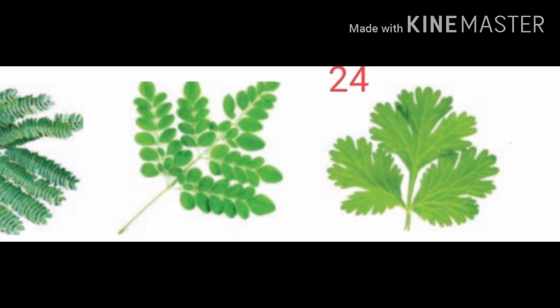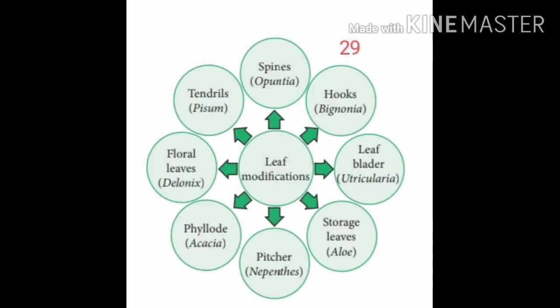Then coming to the palmately compound leaf. Here, the petiole bears at the tip more than one leaflet, radiating from the main point. That is called the palmately compound leaf. That can be unifoliate, a single leaflet; bifoliate, 2 leaflets articulated; trifoliate, 3 leaflets articulated; and quadrifoliate, 4 leaflets articulated. This picture shows leaf modifications.